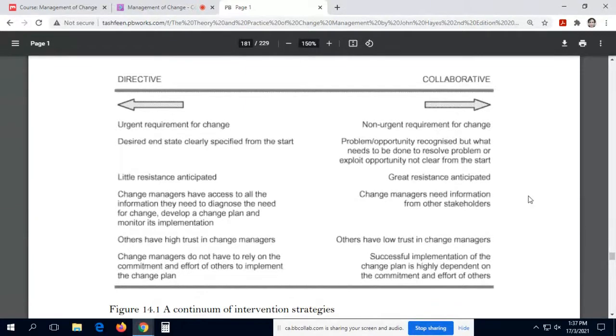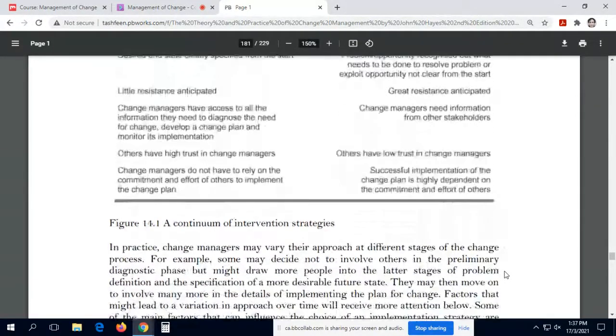So this continuum helps you understand what type of intervention strategy you might want to choose in certain situations. Of course, we have looked at these things in separate chapters already. We have spoken about resistance already. We have already spoken about urgency, the urgent requirement. We have spoken about commitment, motivation, these types of things. So this is a nice continuum as a revision, if you want to call it that.